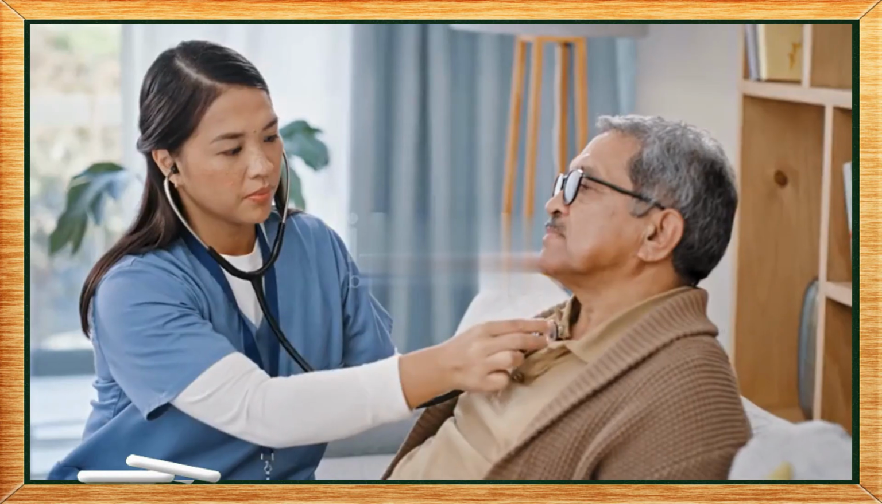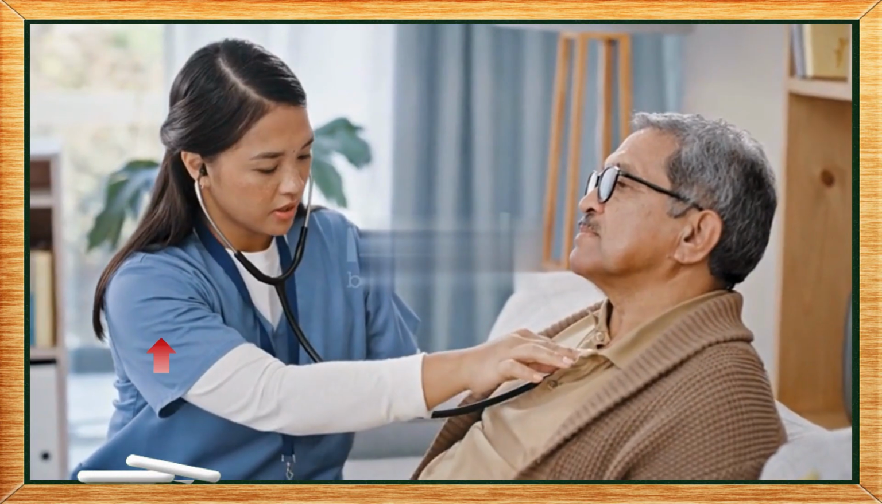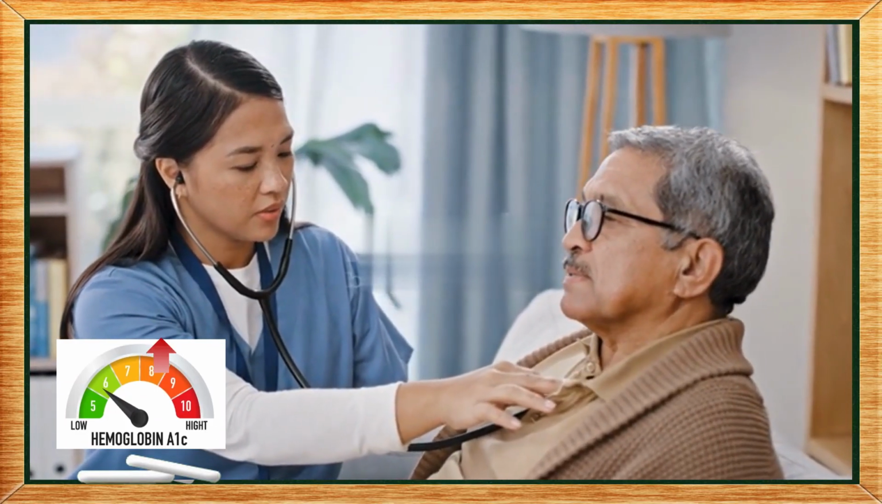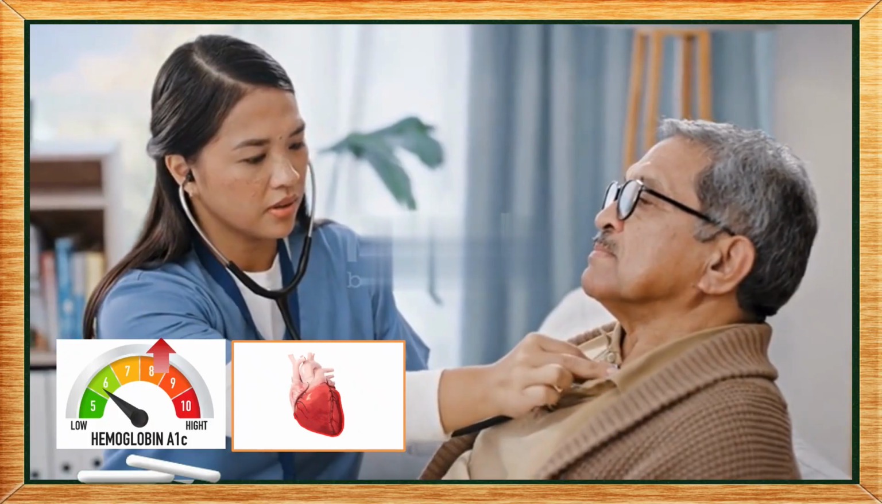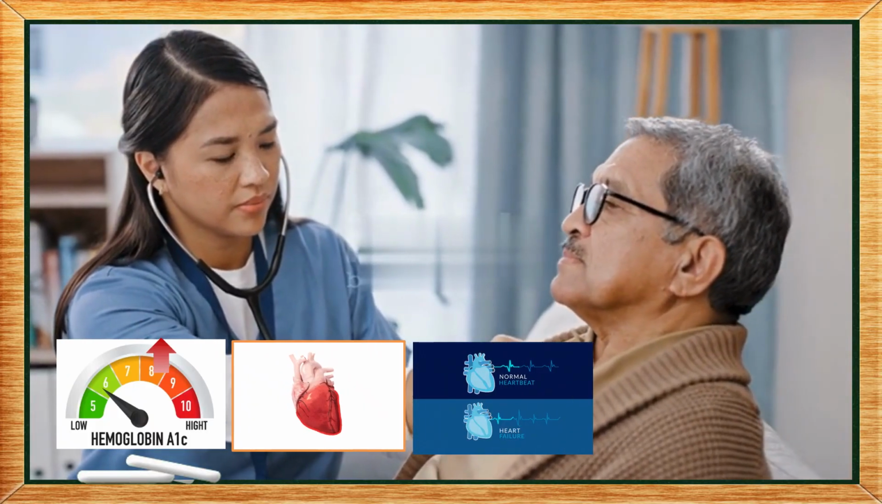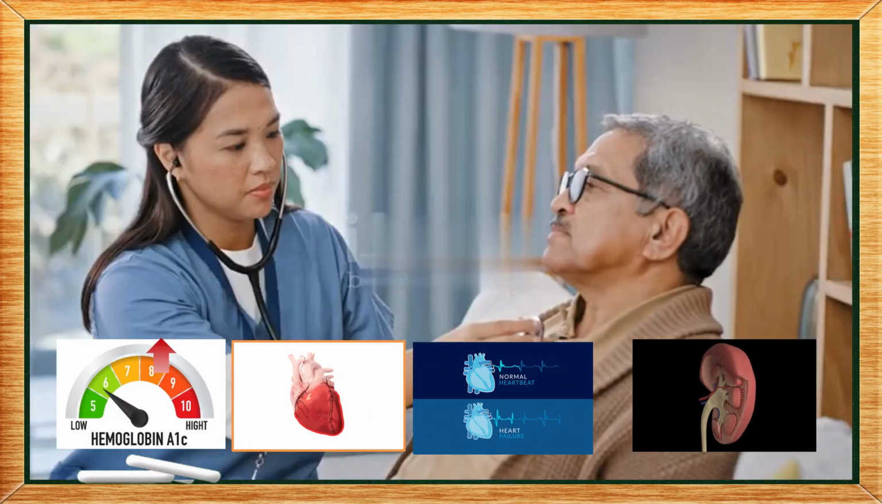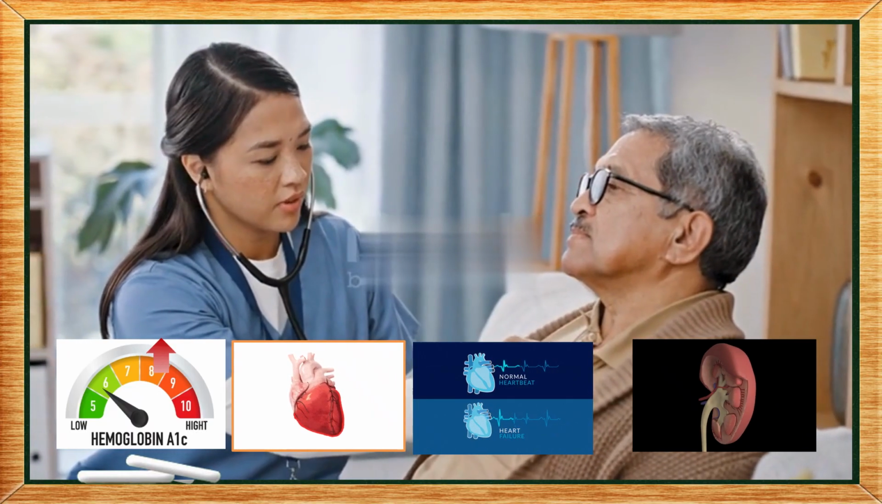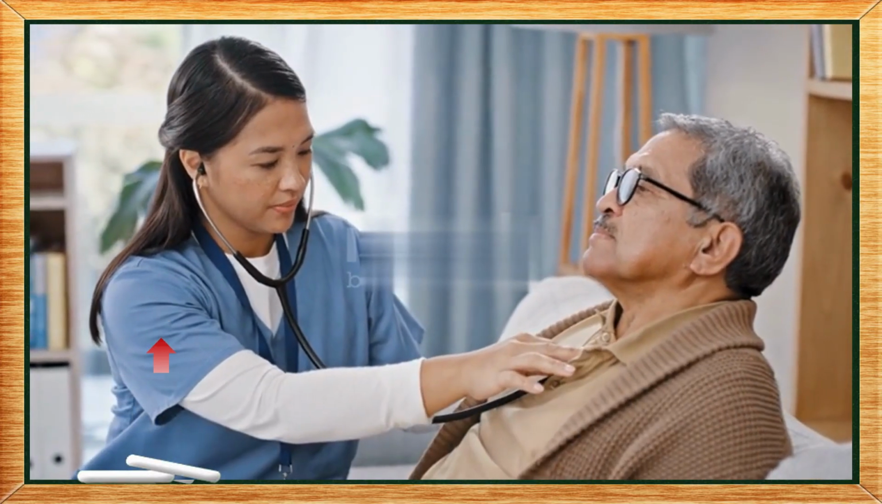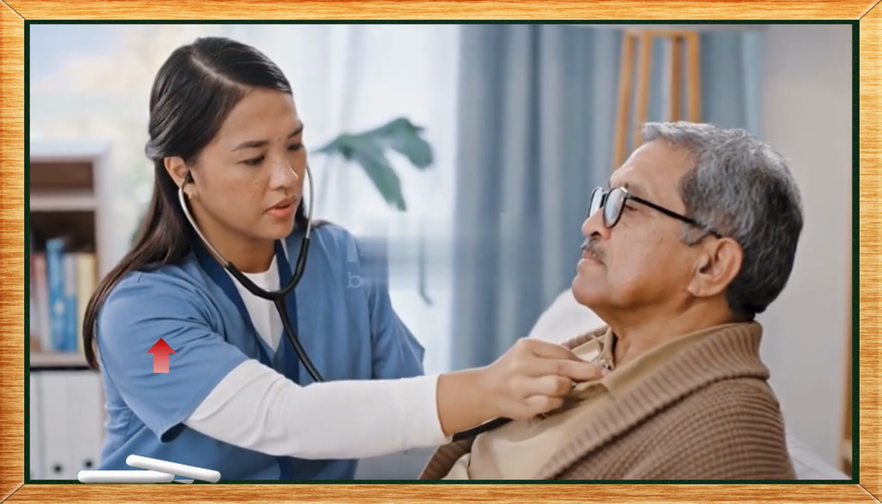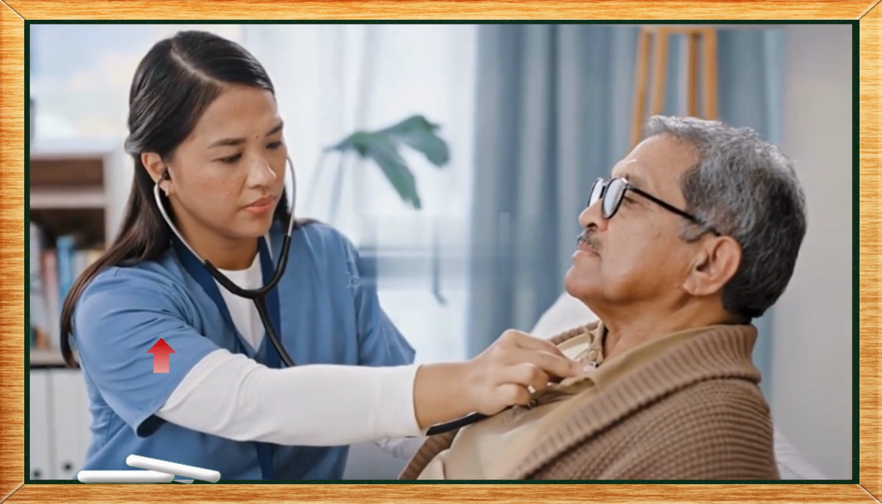Managing type 2 diabetes isn't just about lowering blood sugar. Poor control can lead to increased HbA1c level, cardiovascular events, heart failure, and kidney damage. Improving glycemic control and lowering HbA1c helps to reduce these serious risks and protect long-term health of type 2 diabetic patient.